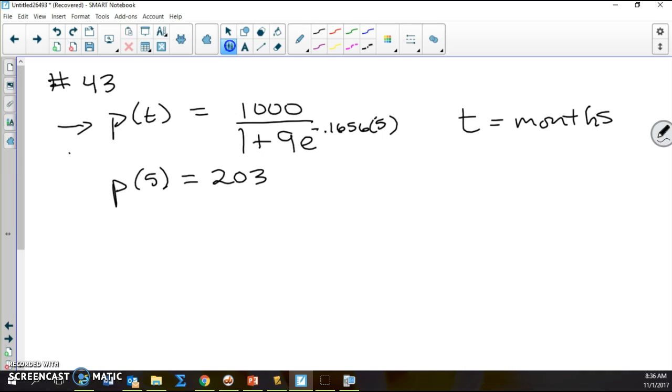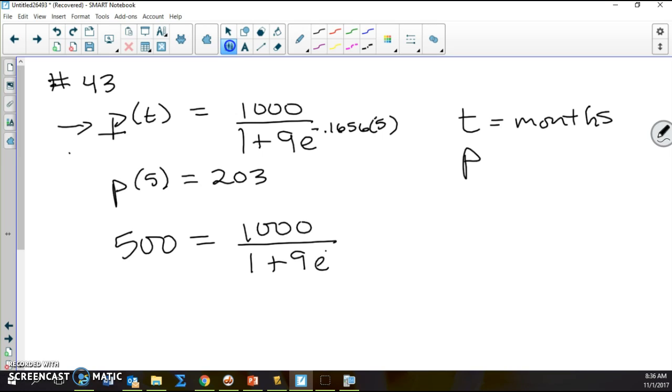Part B says, when will the population be 500? So we have two variables here. We have months and we have population. So we're going to input that value: 500 is equal to 1,000 divided by 1 plus 9 times e to the negative 0.1656t. Now we understand we're trying to solve for that value t.